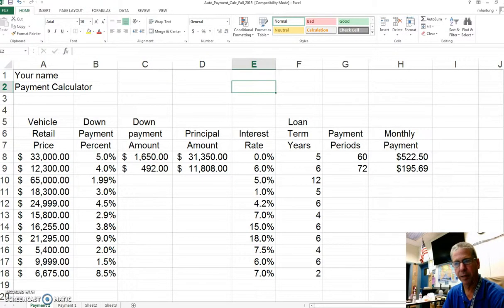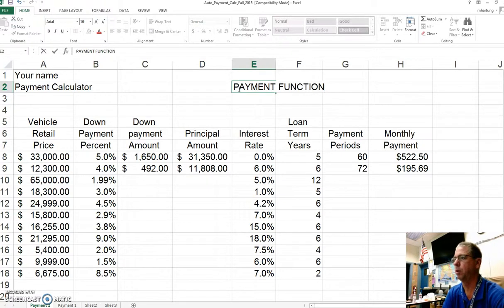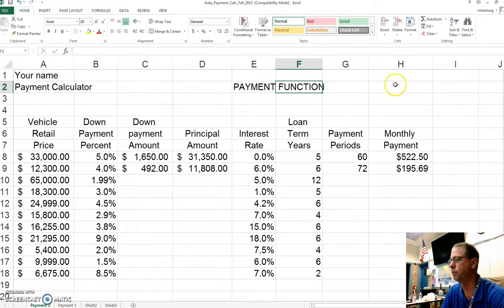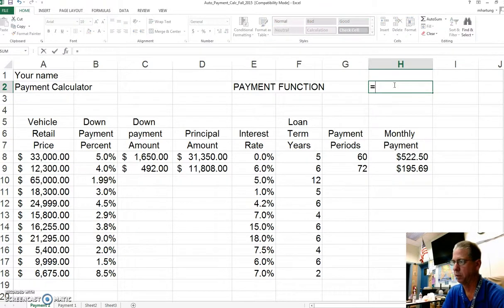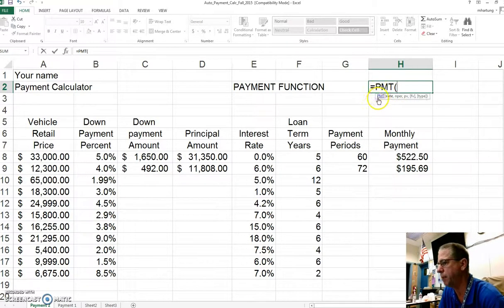Let's take a look at how we can use Excel to calculate the payment for a vehicle. We're going to use something called the payment formula or payment function. That payment function is the format that looks like this: equals PMT, parenthesis. And notice down below, when you do that, the payment function will show up.